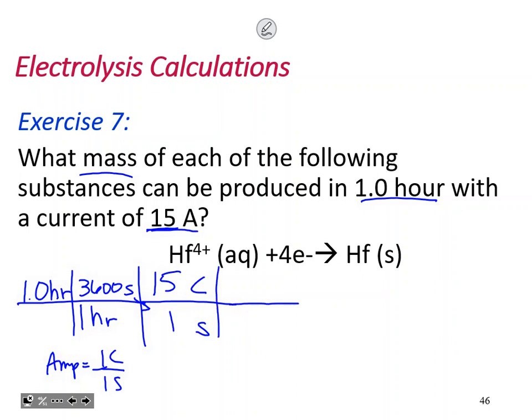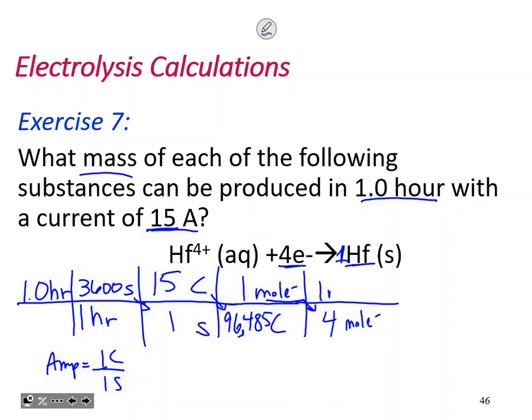Now we can take the coulombs and diagonal down, and we can go to moles of electrons. So 1 mole of electrons equals Faraday's constant, so we're going to use Faraday's constant in here. Now that we've gone to moles of electrons, we can diagonal those down and go to, so we have 4 moles to 1 mole. So 4 moles of electrons to 1 mole of our hafnium solid. And then 1 mole of Hf is going to give us how many grams of Hf.